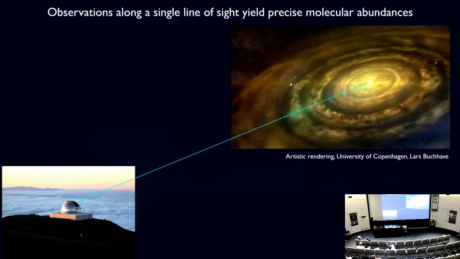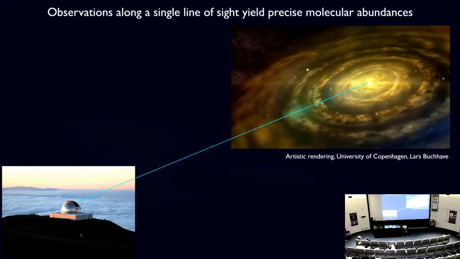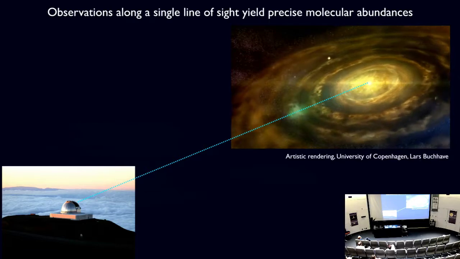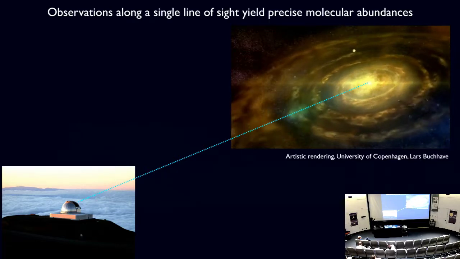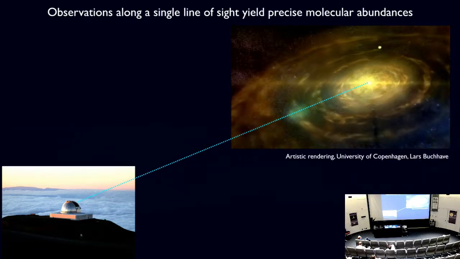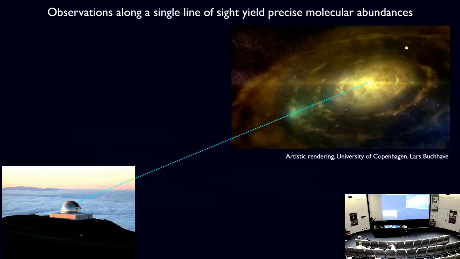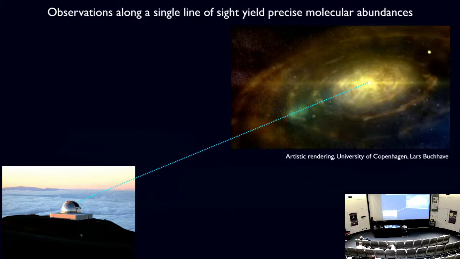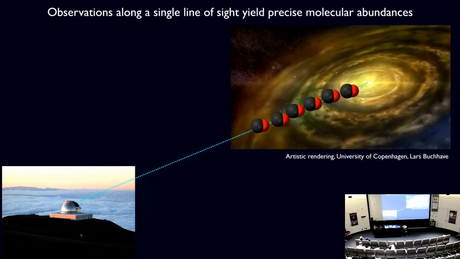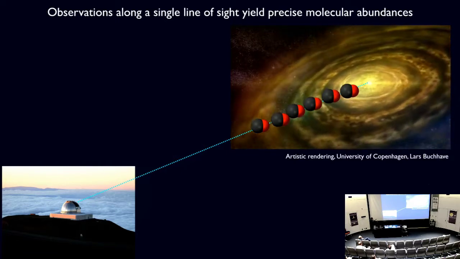And so this is a single line of sight through an artistic rendering here, an infrared source, an infrared target of forming star, and around it, in very sped up time of about 1 million or so years, planets will form from the gas and the dust. And so line of sight, these are CO molecules, not to scale.